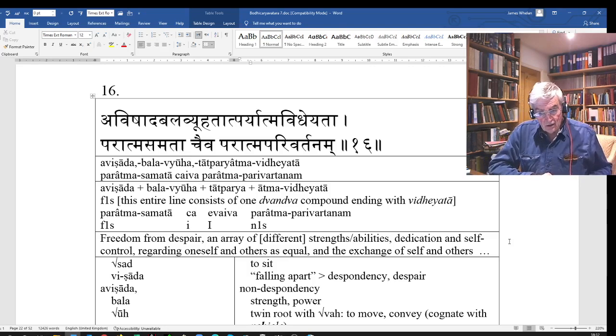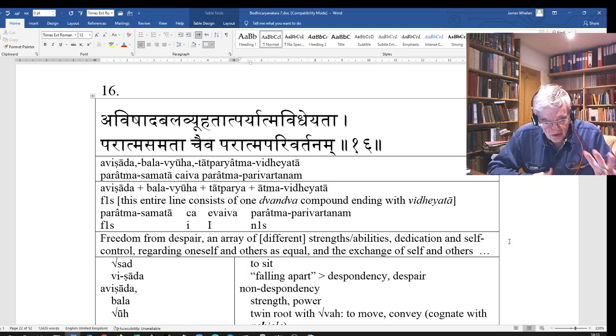Now that, on the face of it, is a rather disconcerting list of nouns. There's no verb in this verse; that comes in the next verse. In the following verses, all these things are to be practiced. This is just a list of things.